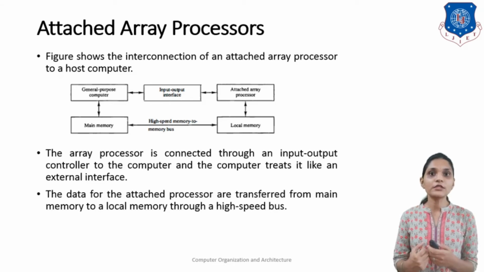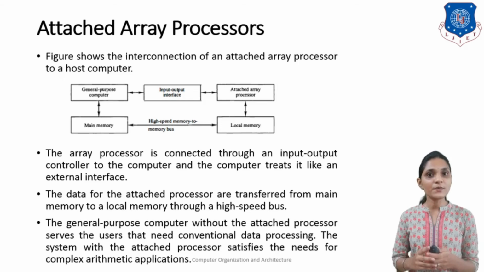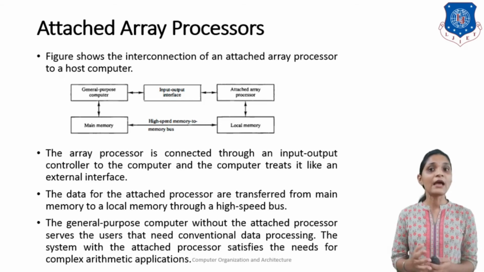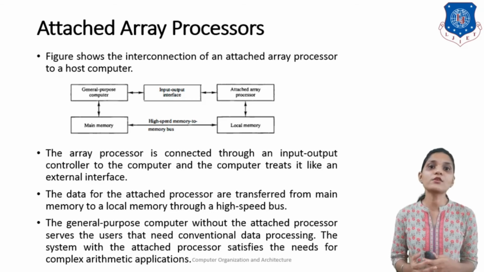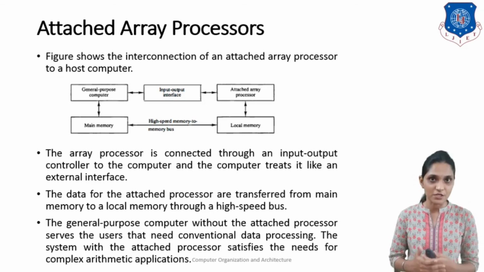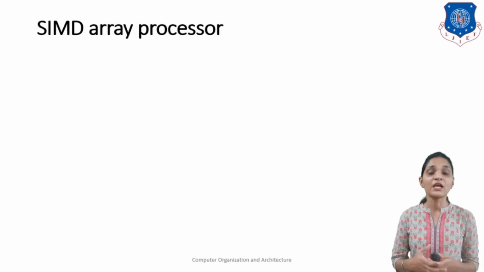Okay, so it is like some external interface kind of thing. The data for the attached processor are transferred from the main memory to the local memory through high speed buses. So, the general purpose computer without the array processor serves the user that needs conventional data processing, and the system with the attached processor satisfies the need for complex arithmetic applications. Okay, so by this way we can use the array processor.